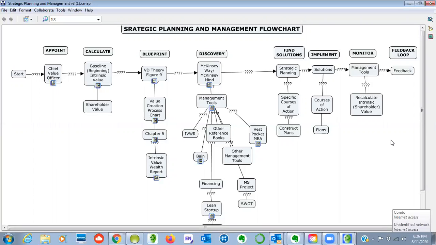I think I mentioned to you guys at the beginning of the class, I've always been frustrated with strategic planning and management because, in my opinion, and having taught this course a number of times and dug through a lot of material, there's not a lot of really, for lack of a better word, concise flowcharts or plans to talk about how to actually do strategic planning.